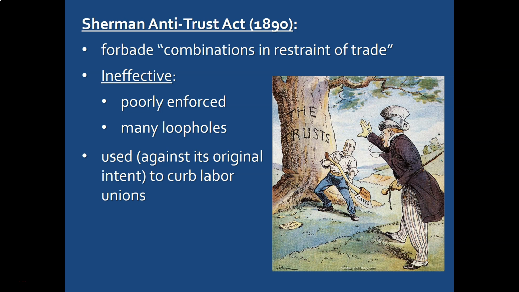In other words, combinations of business that restrain trade and competition were now going to be illegal. However, this Sherman Antitrust Act, even though it's revolutionary for its time, really didn't live up to its potential, because it was never fully enforced, and there were all kinds of loopholes built into it to allow trusts to continue to operate, even though technically they were a trust.